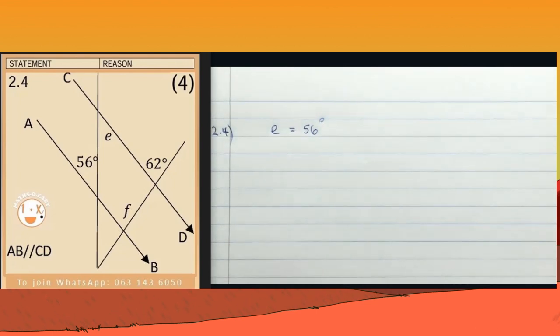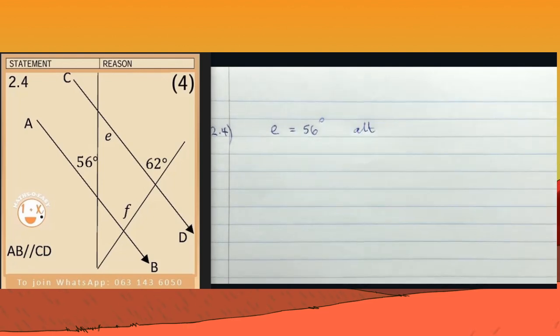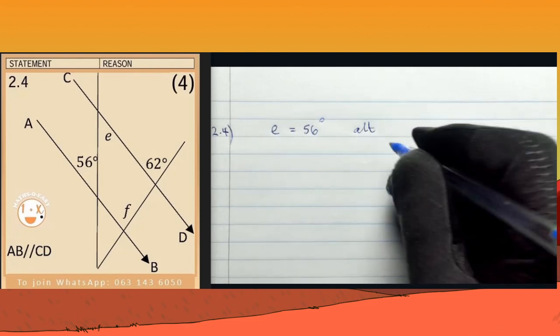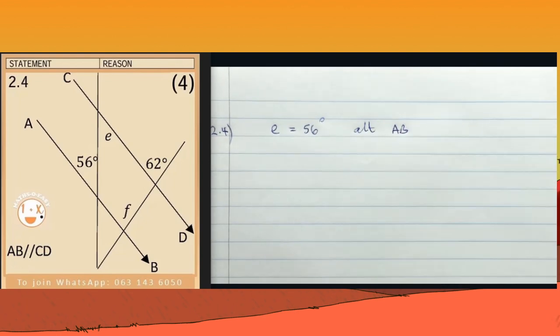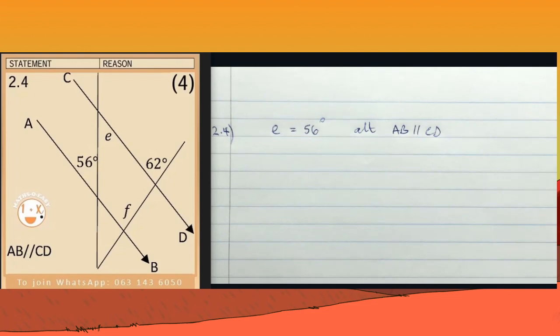Why is it equal to 56? It is because these two angles are what? They are alternate. They are inside two parallel lines on either side of a transversal. And which two lines are those? It is AB, that is parallel CD. That's your 2 marks. Then what about F?